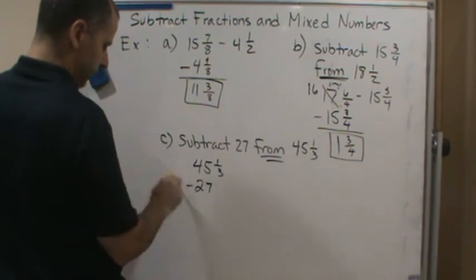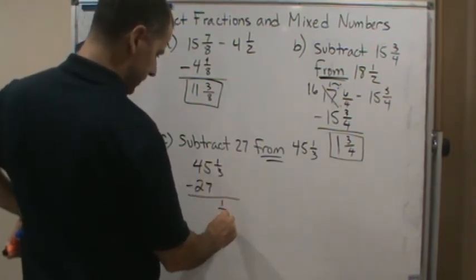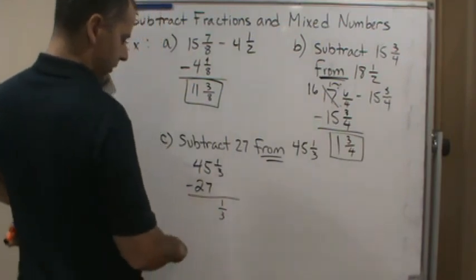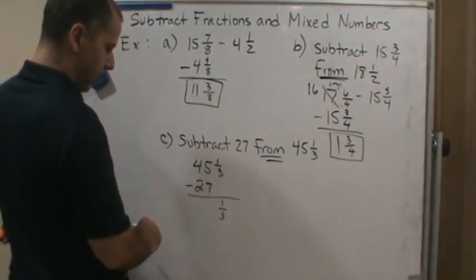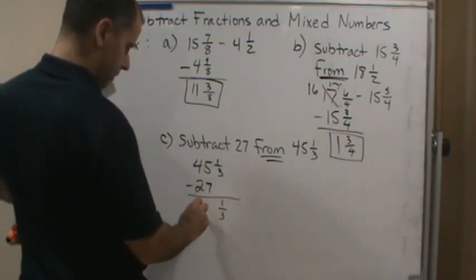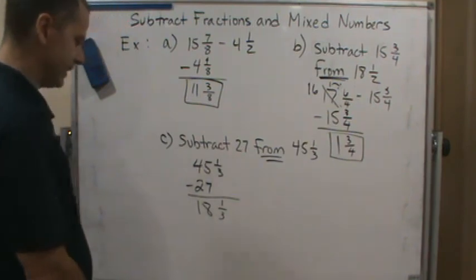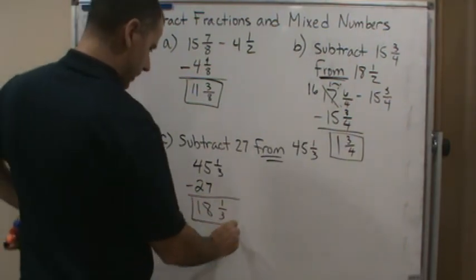So guess what? I just drop the fractional part down because it's like having a 0 here. So 1/3 minus 0 is 1/3. 45 minus 27 is what? 18. And so the answer is 18 1/3.